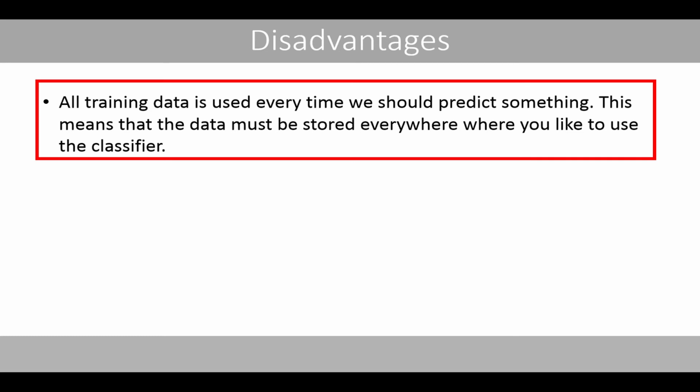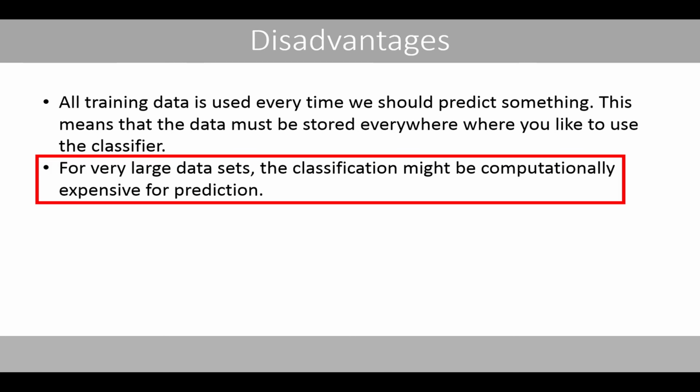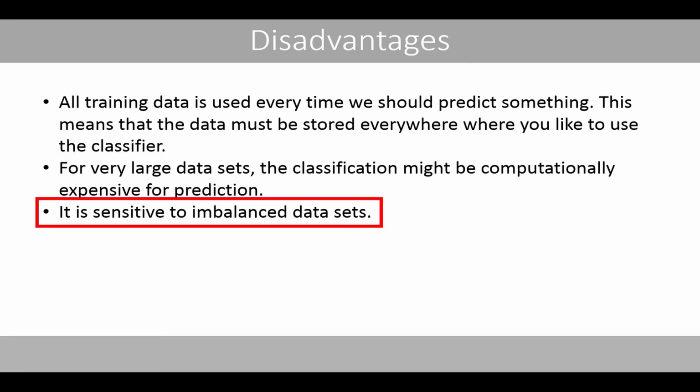All training data is used every time we want to predict. This means that the data must be stored everywhere where you would like to use the classifier. For very large datasets, the classification might be computationally expensive for prediction. And another disadvantage is that KNN is sensitive to imbalanced datasets.